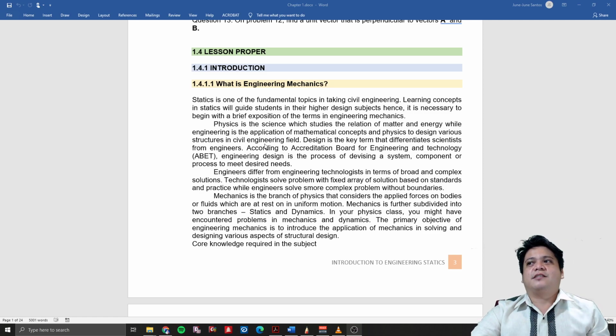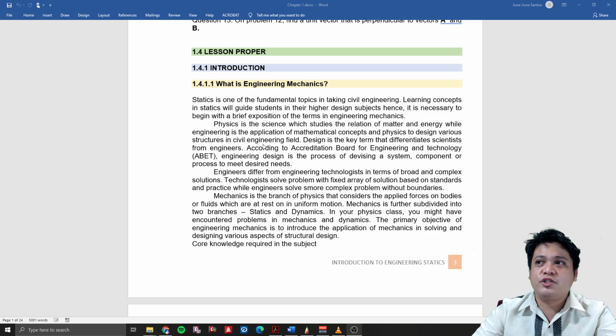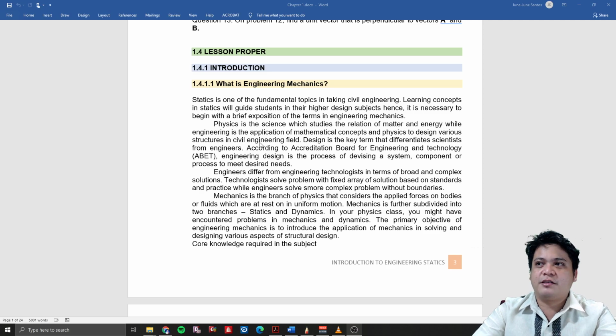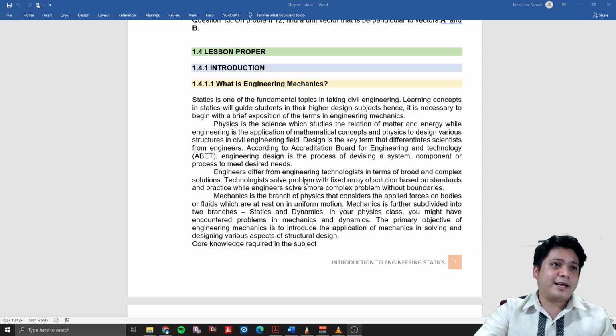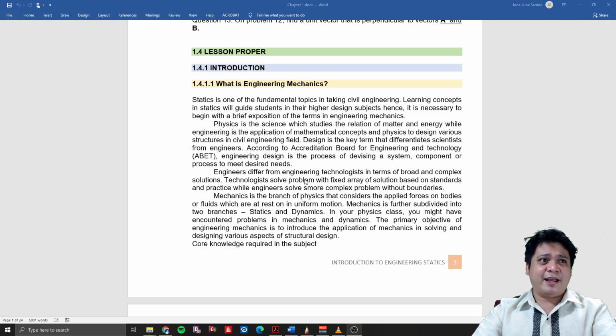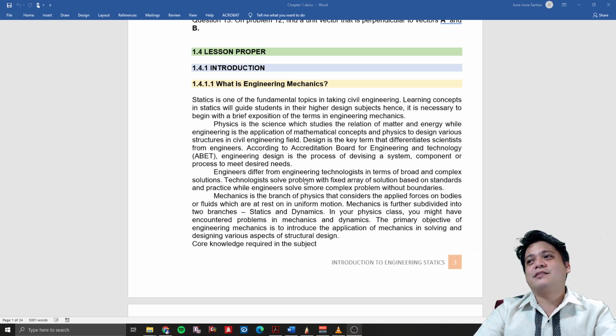So first, physics. Physics is the science which studies the relation of matter and energy, while engineering is the application of mathematical concepts and physics to design various structures in the civil engineering field. This one is for civil engineering, but of course mechanical engineering also uses it for the design of different structures, like pipes, I guess the piping department. We had that before at Chiyoda, the piping department, and it is mechanical engineers who do it.